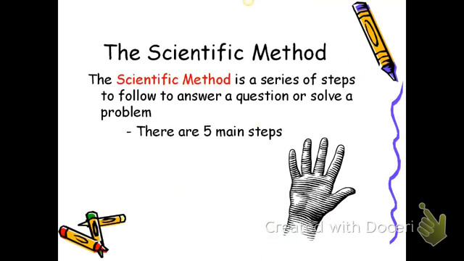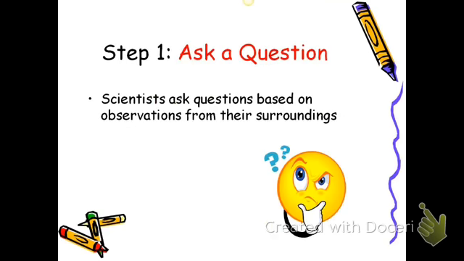The scientific method is a series of steps, a procedure that scientists follow in order to answer some type of problem or some type of question that they have. There are 5 main steps of the scientific method. The first one is that they need to ask a question. You need to have a problem, some kind of question that needs to be answered, and scientists get their questions from making observations of their surroundings, not just what they see in everyday life, but also if they're working on another project, something might happen and they're wondering, why did that happen? So then they're trying to figure out the answer to that question.